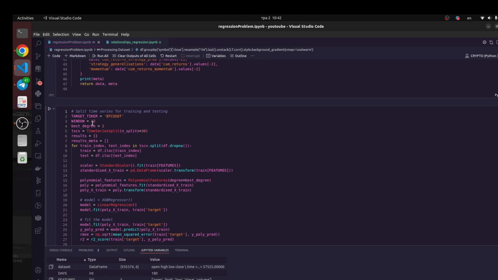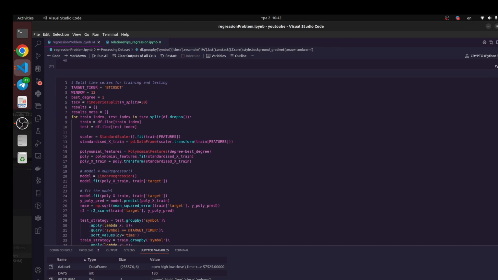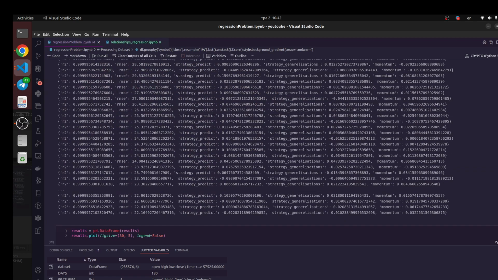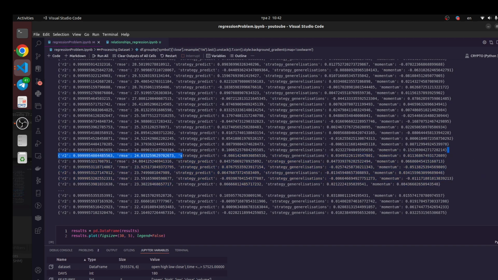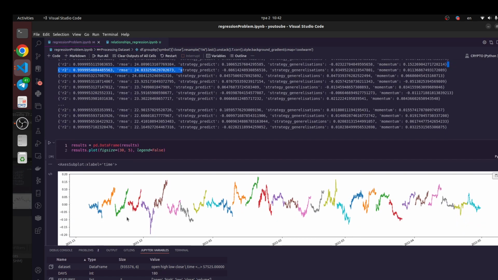Okay, so I used best degree 1 because it would be faster to loop over these ideas and find some relationship. But if you increase these parameters, the processing would take longer. Next, you see we generate some results. This is our score, MSE, and our strategy. Let's check what happens. You see these are 30 parts of our time series, and in general it's working when we test our strategy.